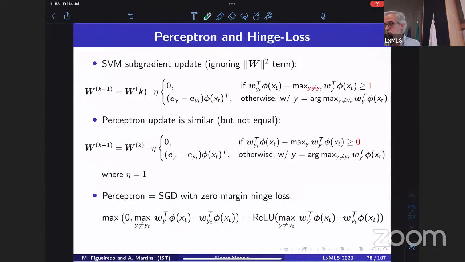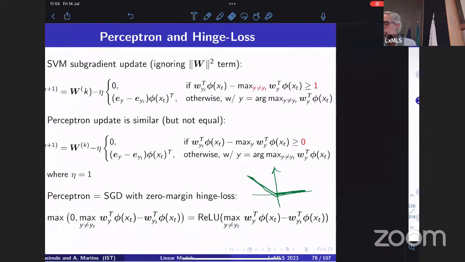Which means that the perceptron is minimizing a loss function which looks like the hinge, but with no margin. It's like this. So it's a reverse ReLU. Actually, this is a ReLU with the argument switched, okay? Rectified linear unit.